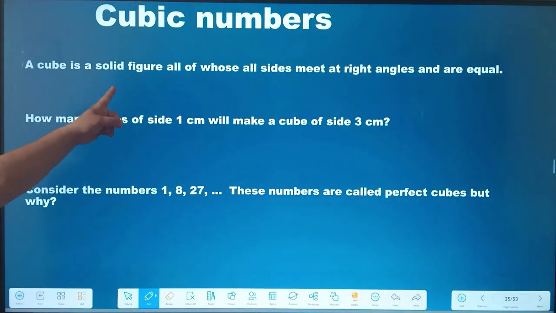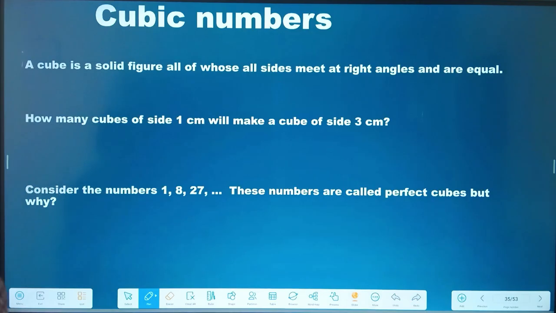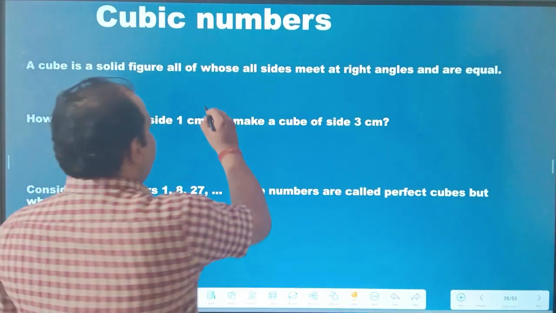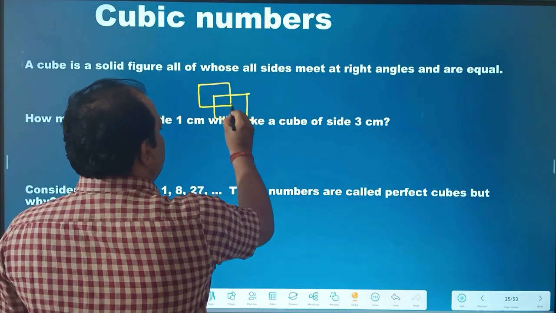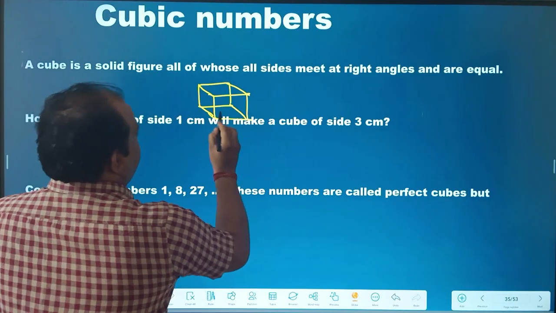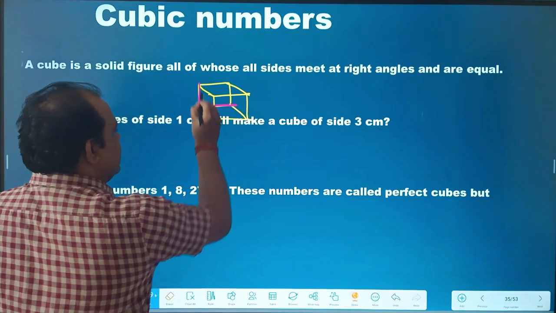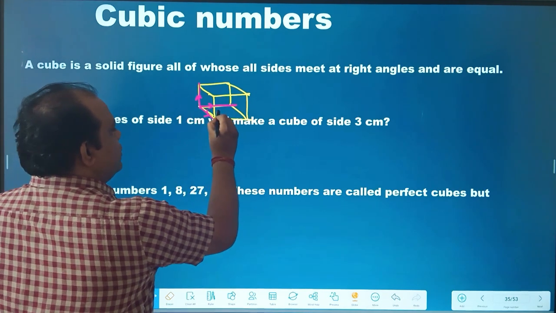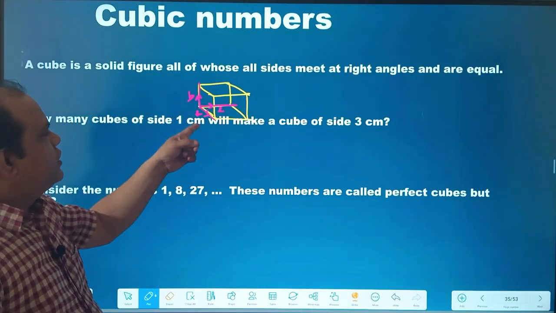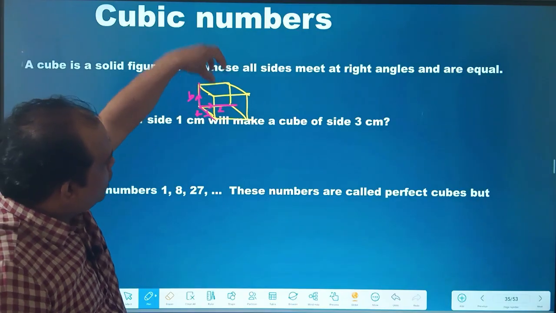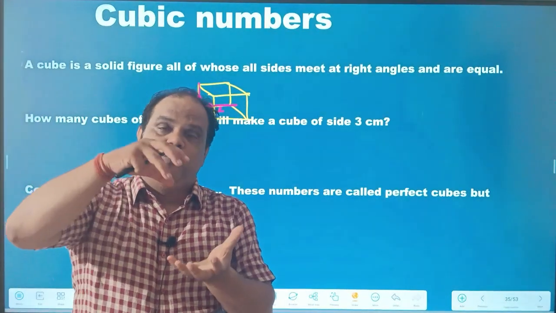A cube is a solid figure all of whose sides meet at right angles and are equal. So what do we call a cube? Let's say if I make this cube this way. Okay, this is the cube. If you see, this can be measured some distance this side, again this side and again this side. So if we call it length, this is breadth, this can be height, or you may call it height, this one is breadth. But the question is, you can put something inside it because this has become a cube, and a cube has volume.